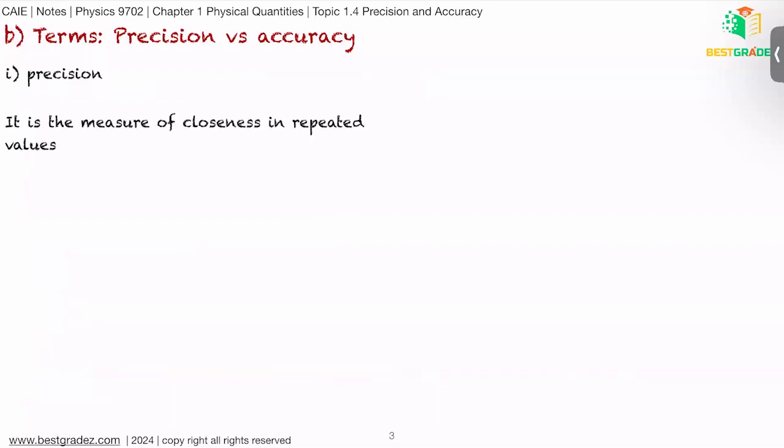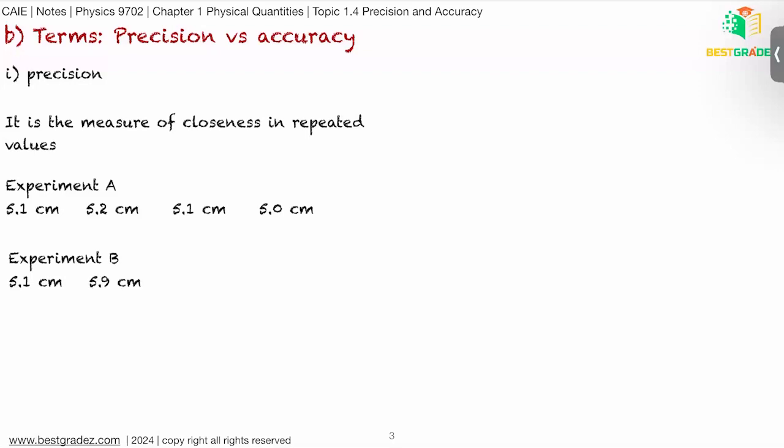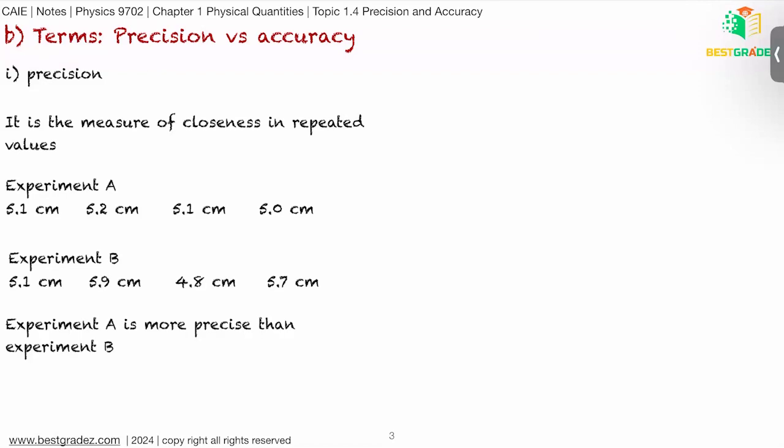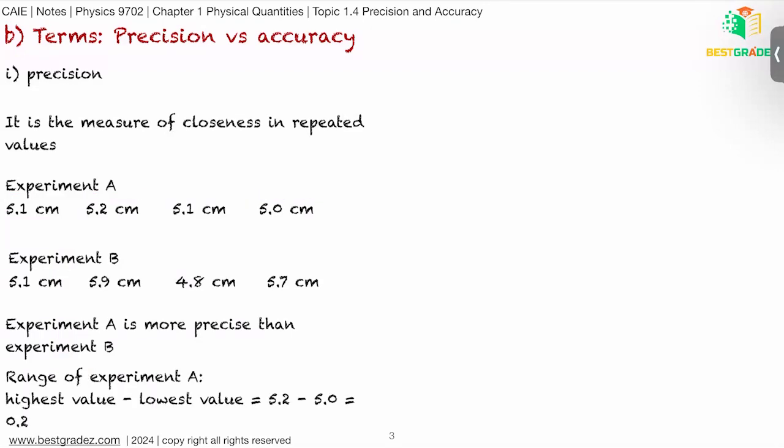Acha, we have few more terms. This is a relatively small topic, so we can just quickly skim through these terms. A precision is a measure of closeness in repeated value. Now think over this by looking at an experiment, and we are measuring some length, maybe length of a pencil or whatever. And then the other experiment, using the same object, we had a different set of values. If the range is small, I can clearly see the degree of closeness was more. Hence, experiment A is more precise.